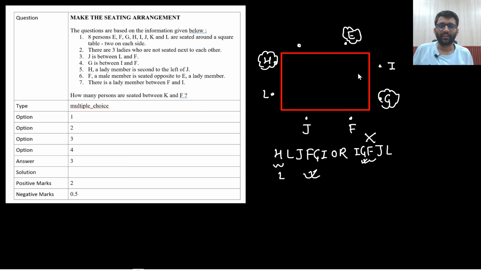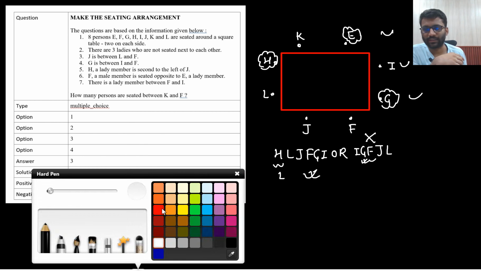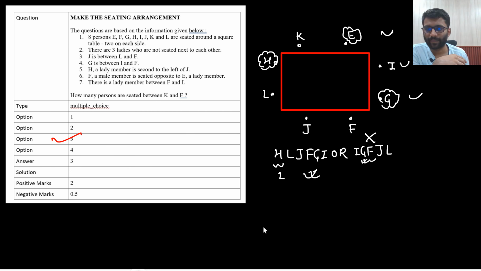So which one is left? From where we are starting? E, F, G, H, I, J, K, L. K is left. So this guy is K. So how many persons are seated between K and F? K and F. 1, 2, 3. That's it. So answer is 3. Okay, so this was the problem. So you just need to read it and then answer carefully.